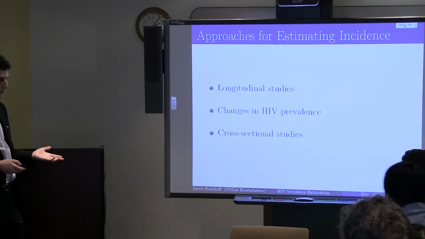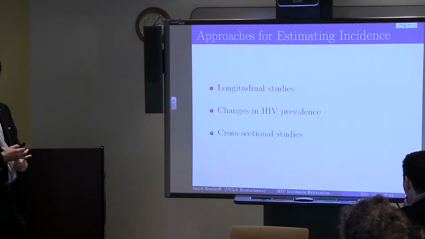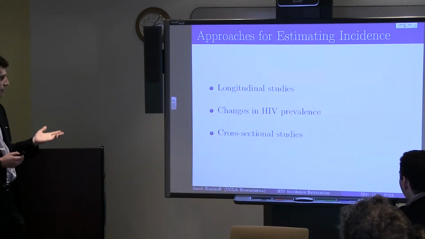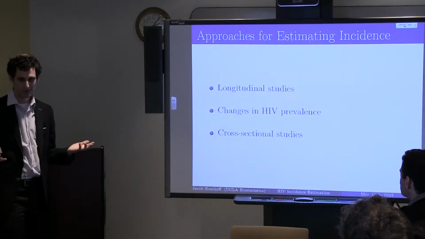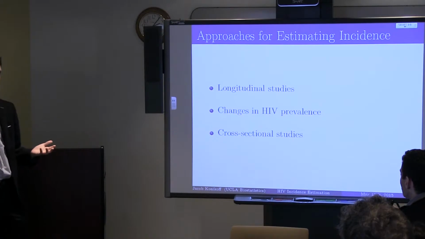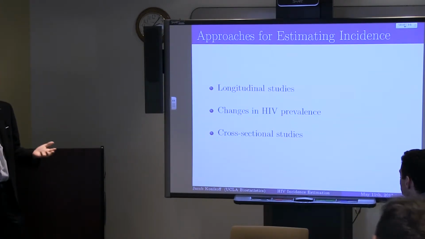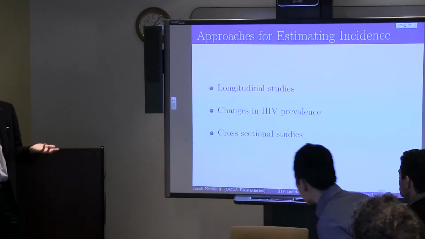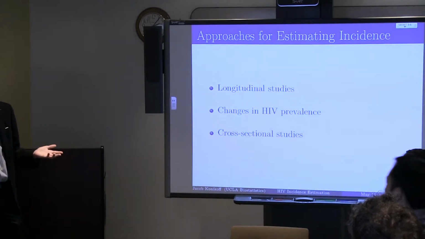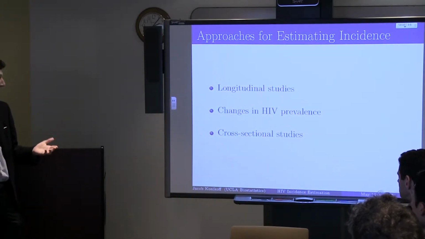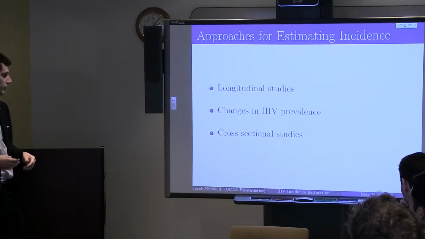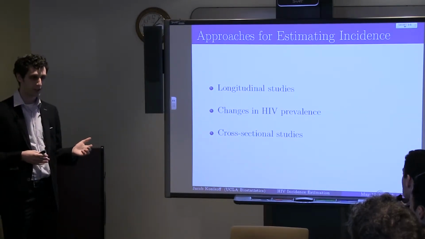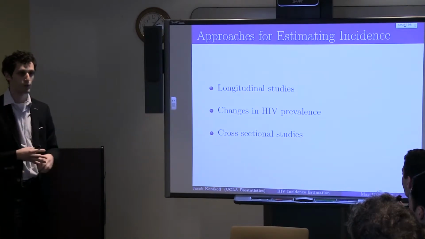So there are three main approaches to measuring HIV incidence out there. One is longitudinal studies, which I tend to think of as the most intuitive. You take a bunch of uninfected individuals, you follow them forward in time, see how many get infected, and that will tell you something about the rate at which new infections are occurring in the susceptible part of the population. Then there are changes in HIV prevalence, maybe a couple of HIV prevalence surveys. Those are occurring all over the world right now, where you're having these large population-wide surveys.